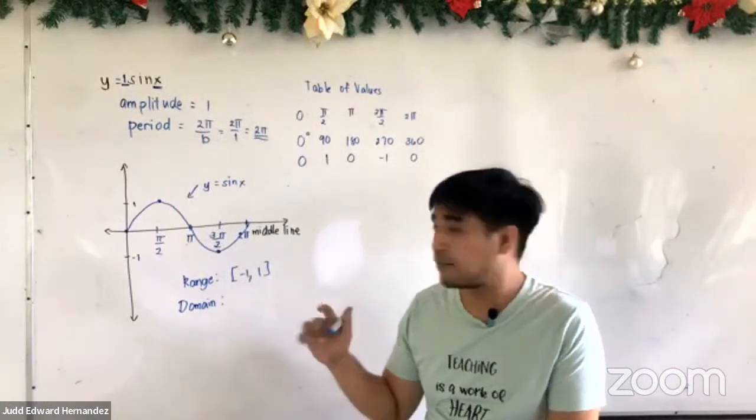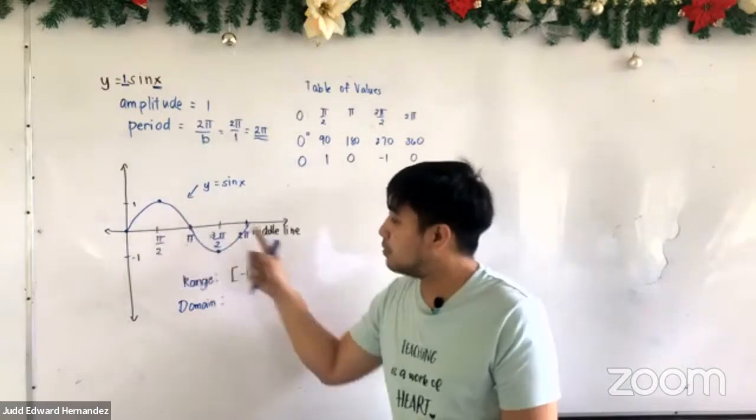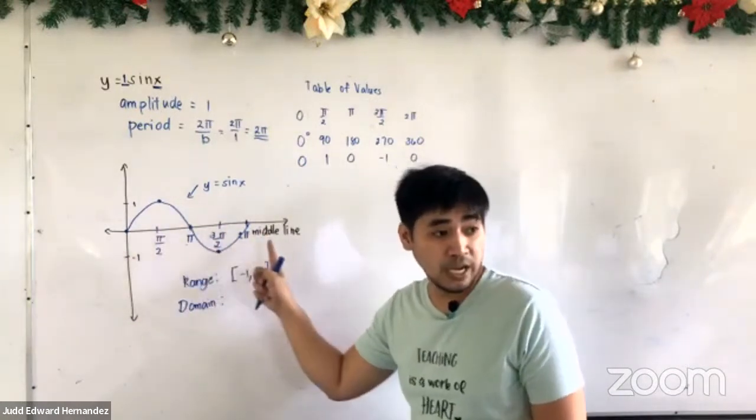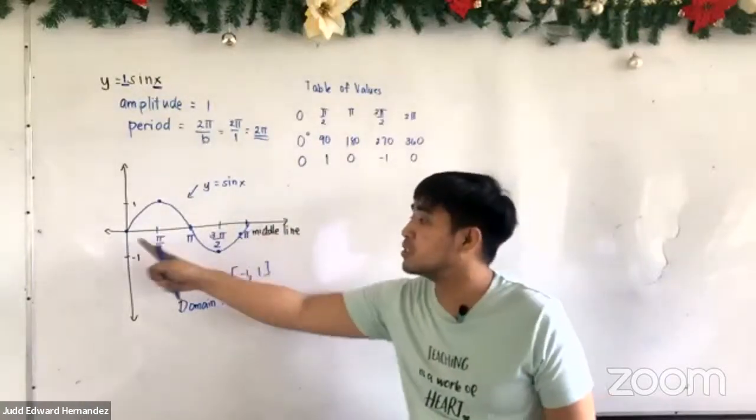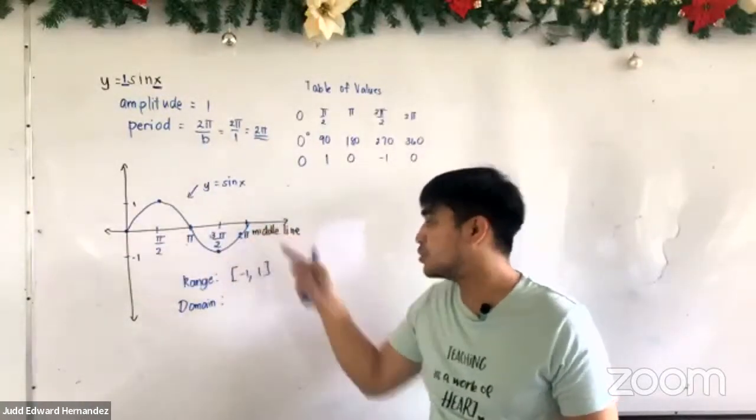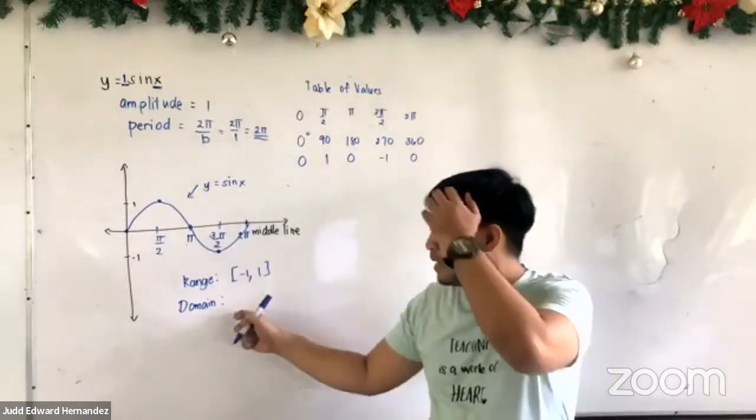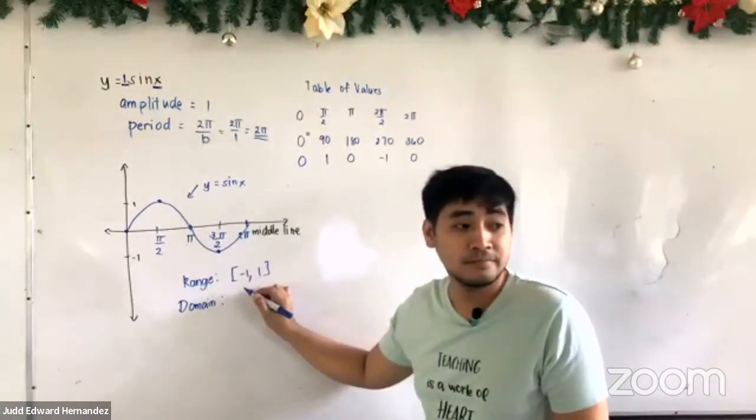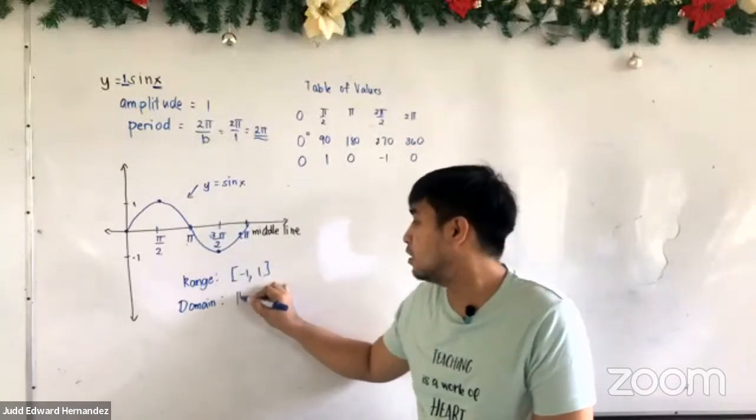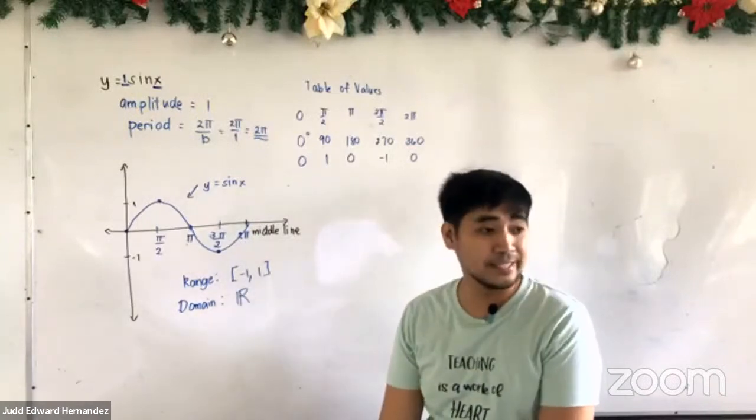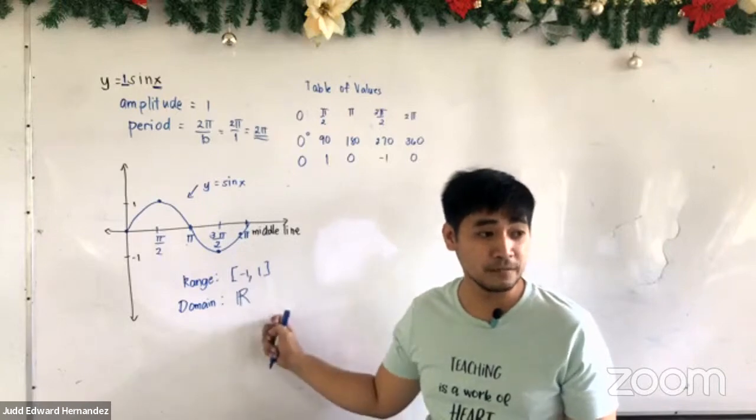Okay, so if you will be graphing this one, isang period lang po siya, therefore isang cycle lang siya. Nagsimula siya dito, nag-stop siya dito kasi bumalik siya sa unang point niya, makikita niyo gumanon siya. Therefore, this domain would be from negative infinity up to positive infinity, or all real numbers. Are we clear?